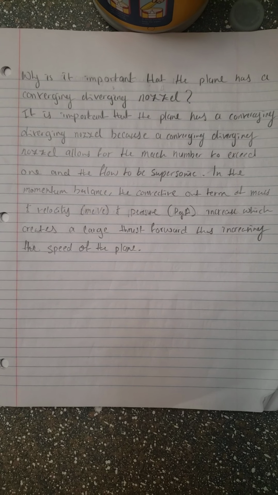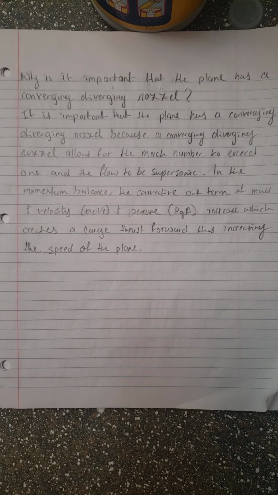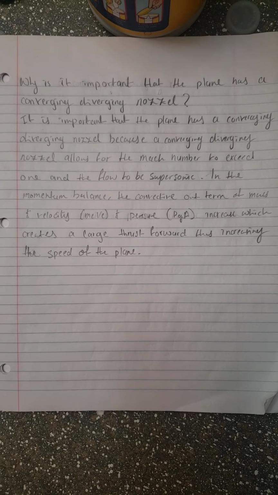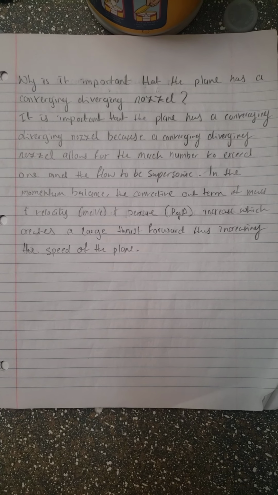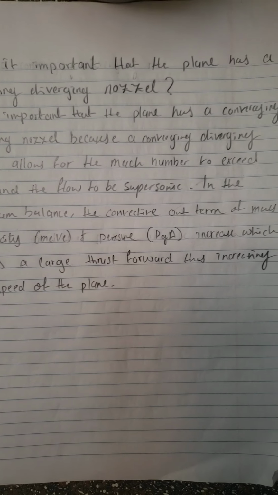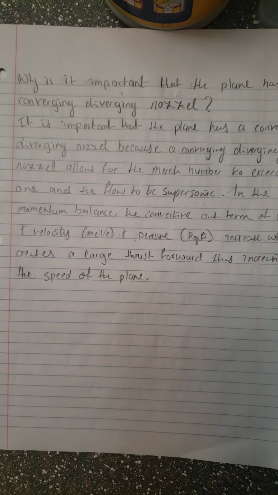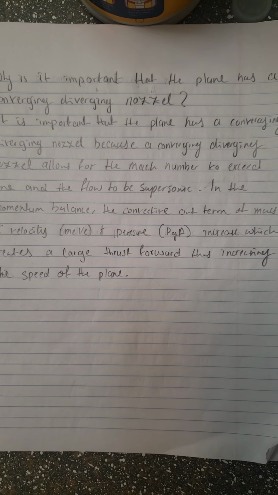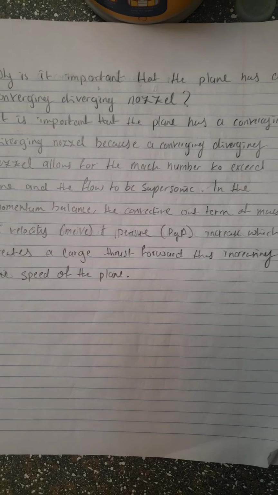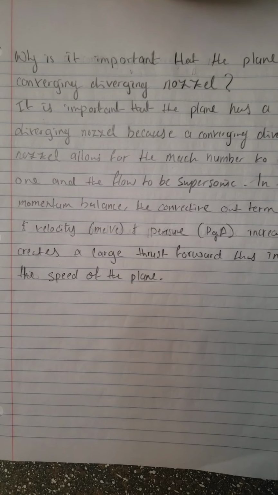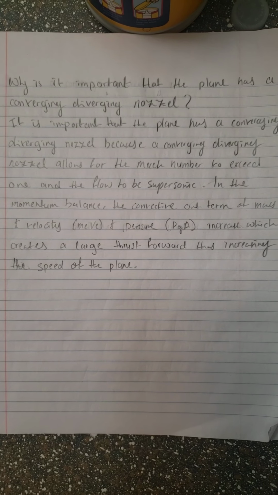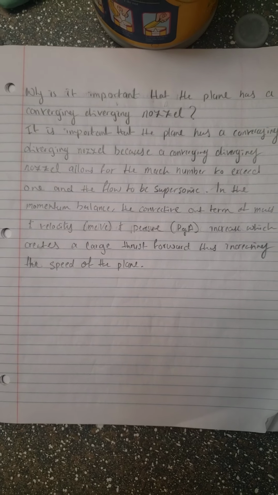The theoretical part of the question says, why is it important that the plane has a converging diverging nozzle? Well, it's important because a converging nozzle allows for the Mach number to exceed 1 and the flow to be supersonic. And the momentum values, the convection out terms of mass and velocity increase, and the pressure increases, which creates a large thrust forward, thus increasing the speed of the plane.